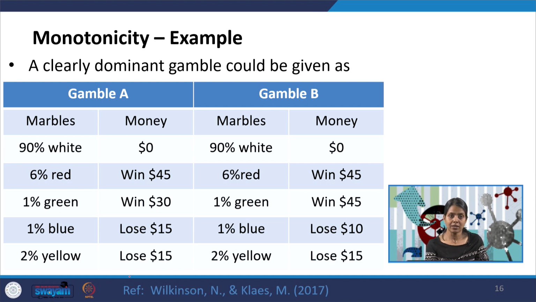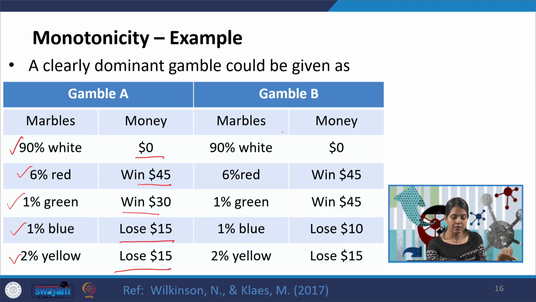Here the case is that in an urn there are 90% white balls, 6% red balls, 1% green balls, 1% blue balls and 2% yellow balls. This information is given to you along with the information that if you pick up a white ball you get nothing. If you pick up a red ball you get $45. If you pick up a green ball you get $30. If you pick up a blue ball you lose $15. If you pick up a yellow ball you lose $15.